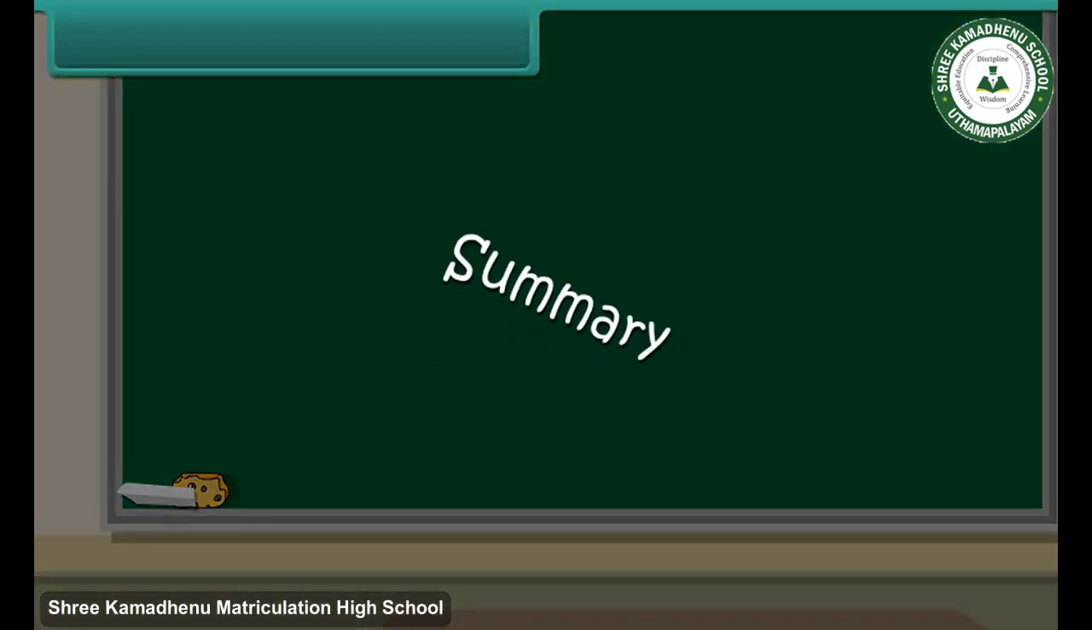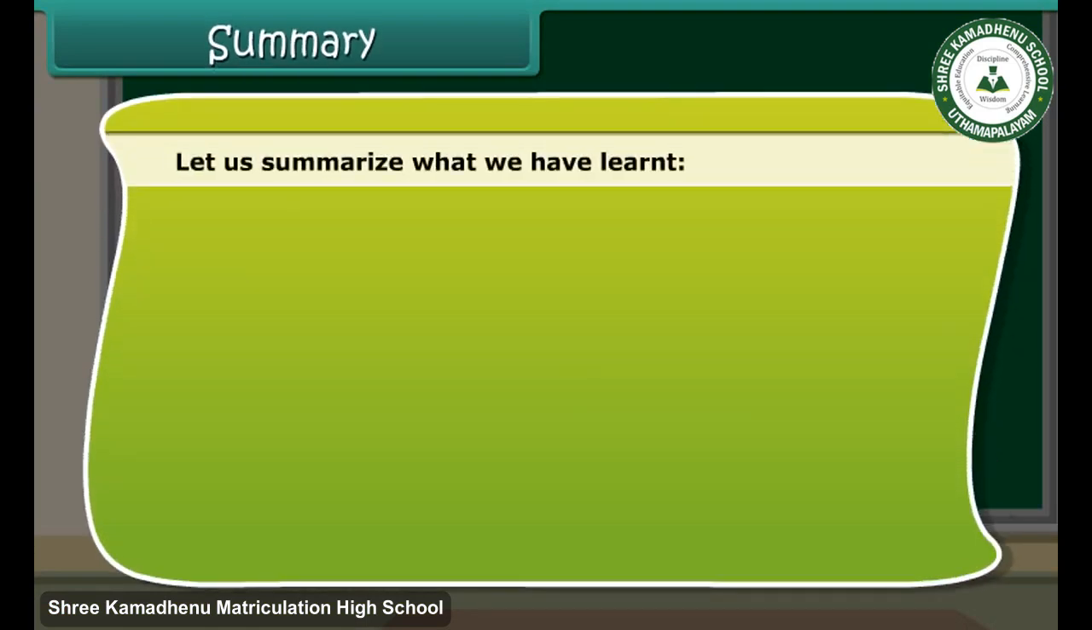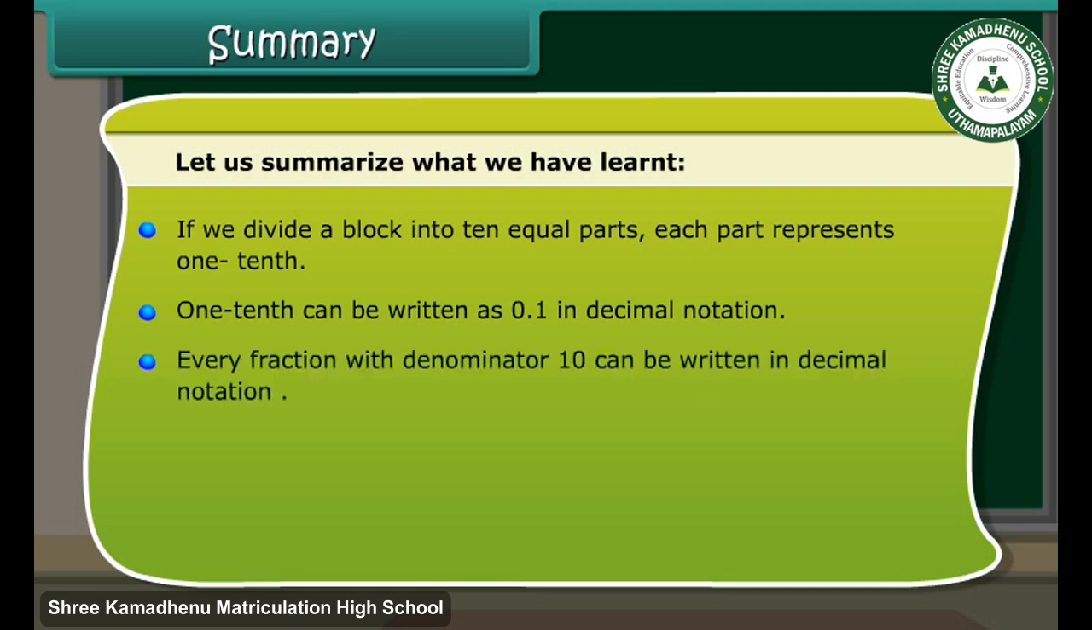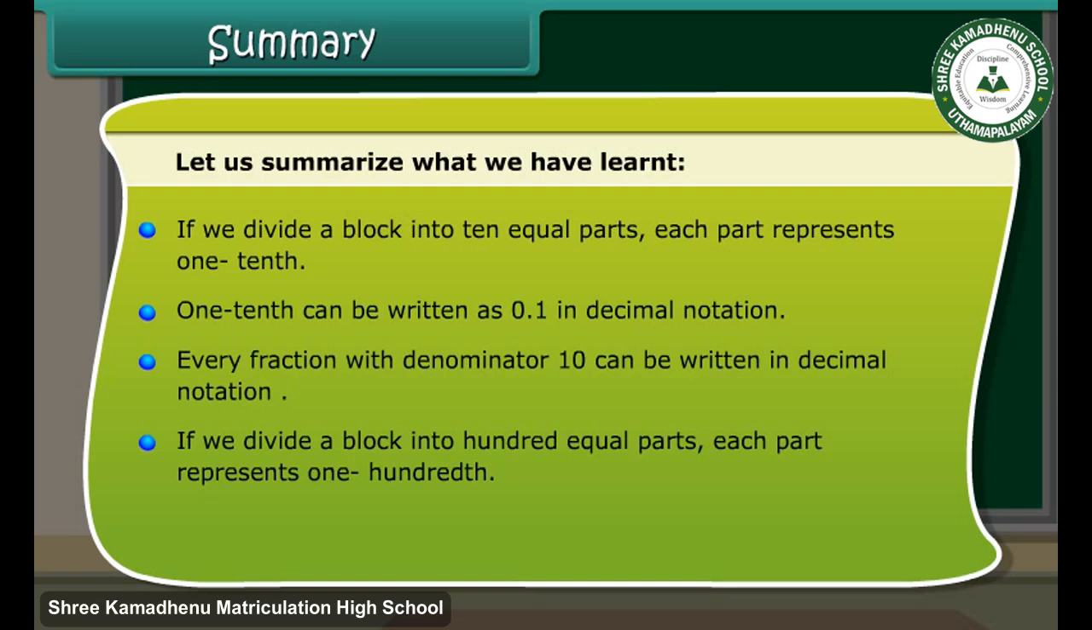Summary. Let us summarize what we have learned. If we divide a block into 10 equal parts, each part represents 1/10. 1/10 can be written as 0.1 in decimal notation. Every fraction with denominator 10 can be written in decimal notation. If we divide a block into 100 equal parts, each part represents 1/100th. 1/100th can be written as 0.01 in decimal notation.